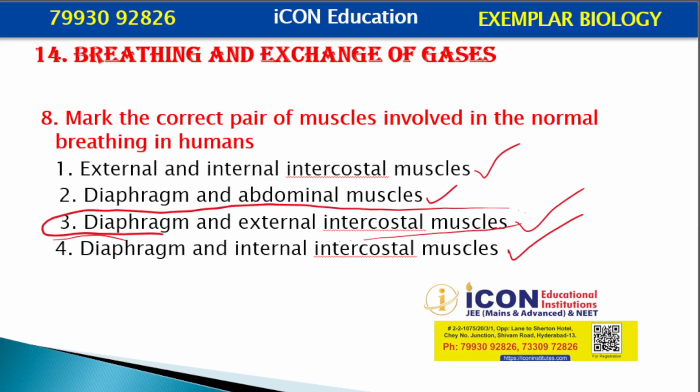The diaphragm muscle, along with the external intercostal muscle, makes normal inspiration and expiration possible. The internal intercostal muscle and abdominal muscle are helpful for forcible expiration, not in the general inspiration and expiration process.